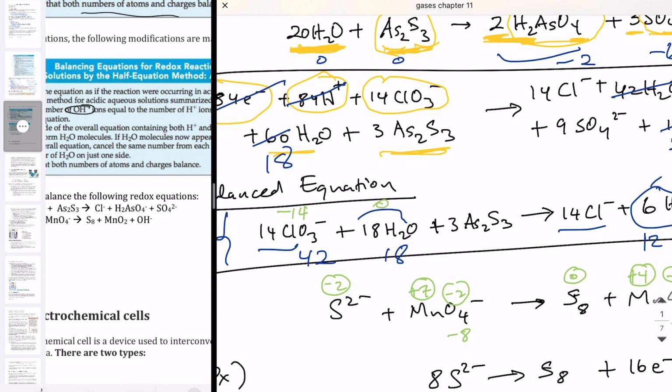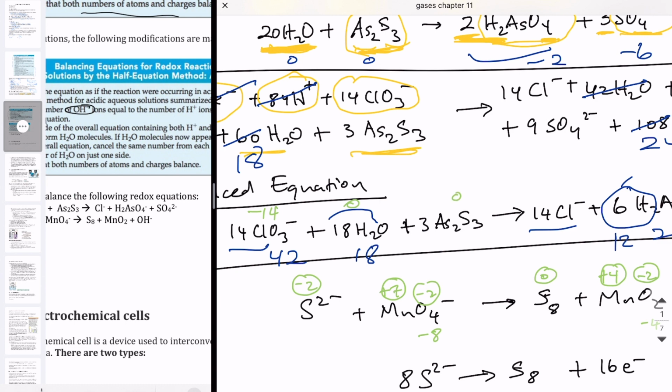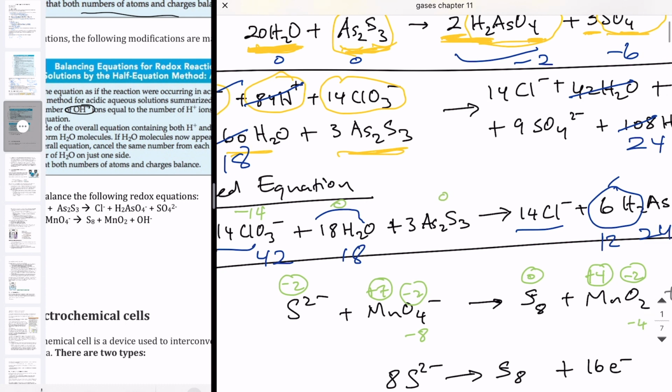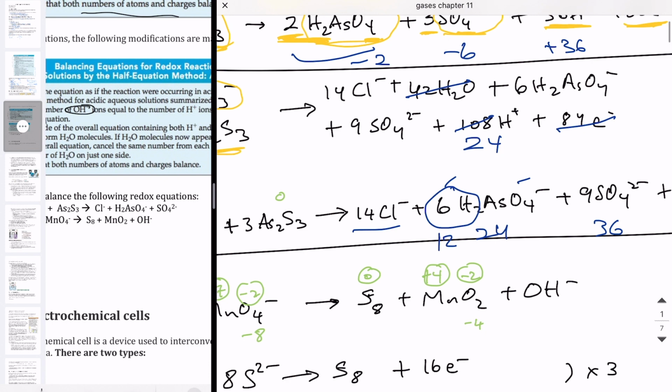This guy is 0 because water is 0. This guy is also 0. So on the left, I have a total charge of negative 14. So if the equation is balanced on the right side, I should also have a total charge of negative 14. Chloride ion, 14 of them, so that's negative 14.